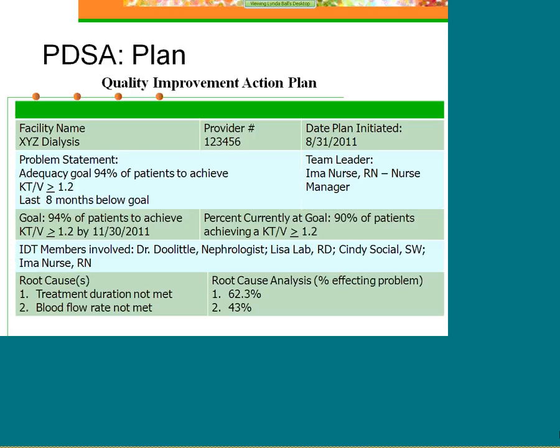And they also found problem number 2 is that the blood flow rate was not met. And when we look at the treatment duration, 62.3% of the patients weren't on according to the ordered time. And then the blood flow rate in 43% of the group wasn't met either. So right there, you're looking at a substantial number of patients that will have a profound impact to be able to move that 4%.